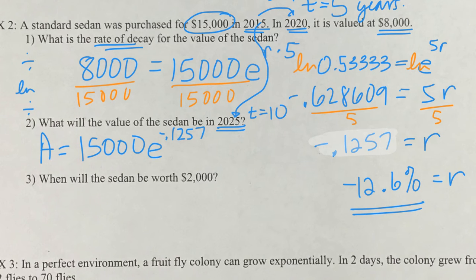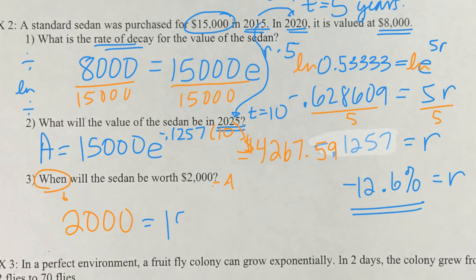Times my time, which is 10 years. Okay, all this goes into my calculator, so plug it all into your calculator and you should get this answer. $4,267.59 would be the approximate value of that sedan in 2025, if nothing else changed. So then our last question here says, when will it be worth $2,000? So this is our A amount, right? When is our sedan going to be worth $2,000?